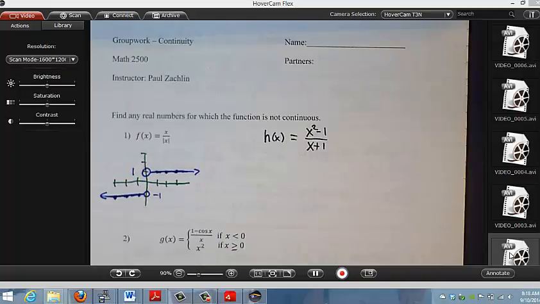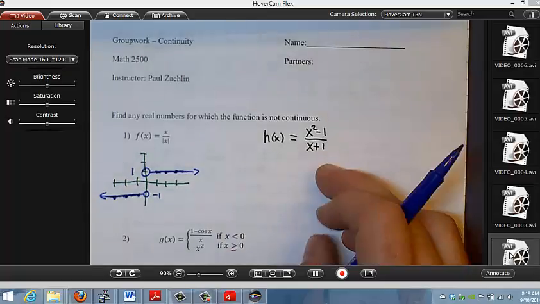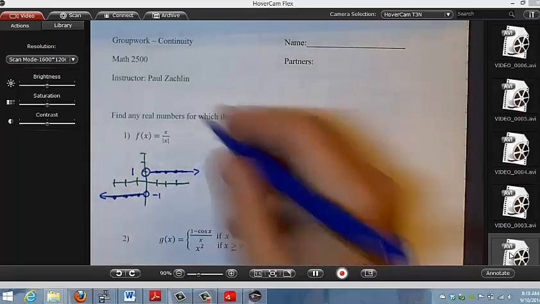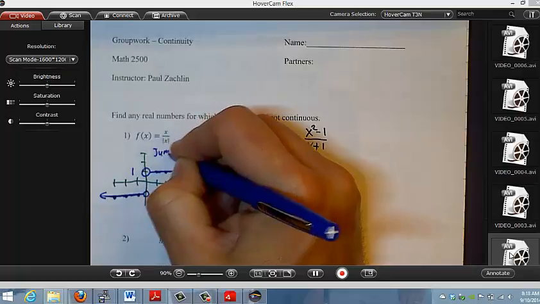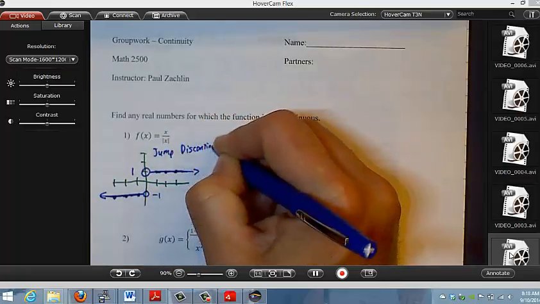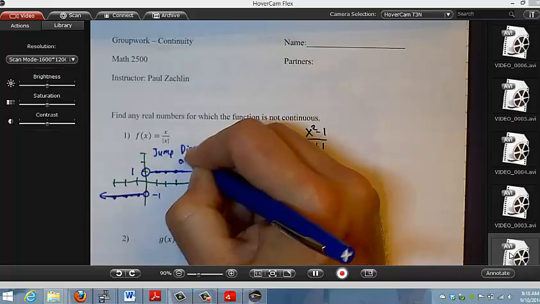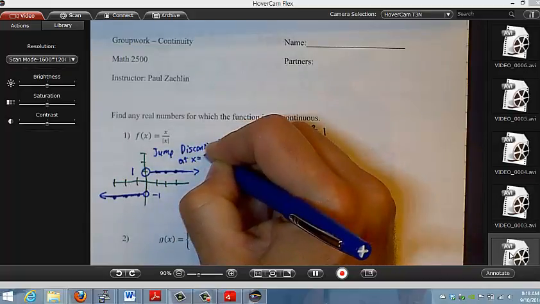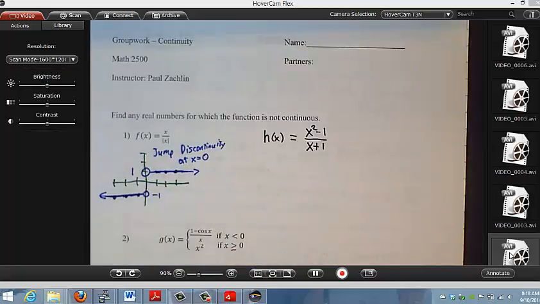Okay? And this is different than h of x. This is what you might call a jump discontinuity at x equals 0, right? When x equals 0, it's undefined.